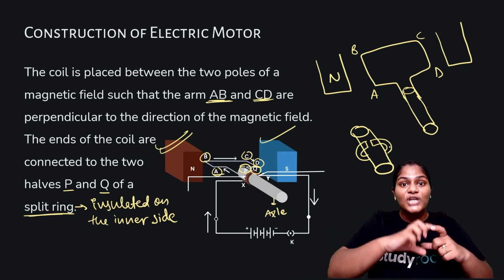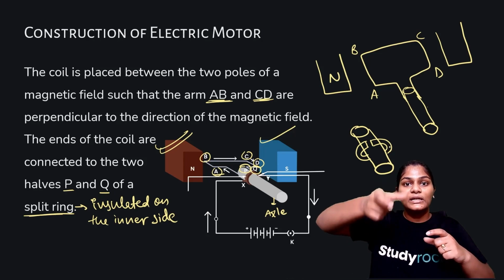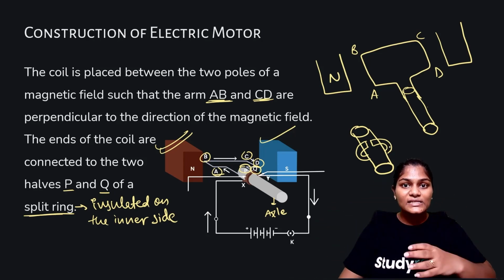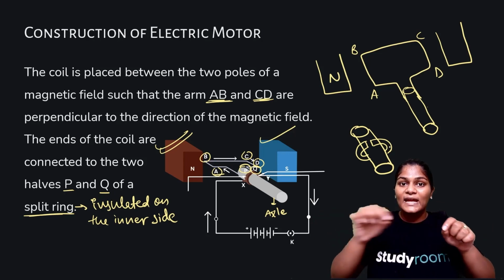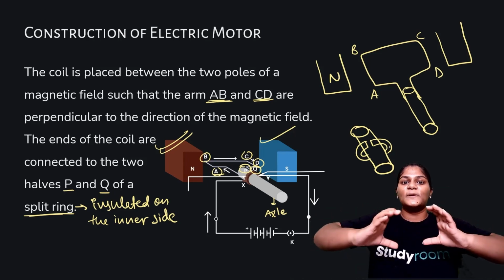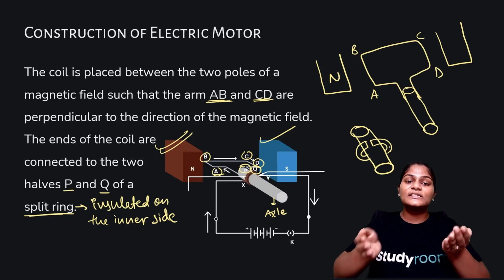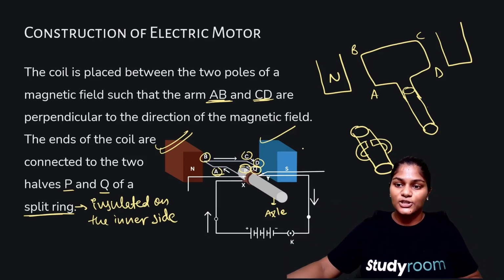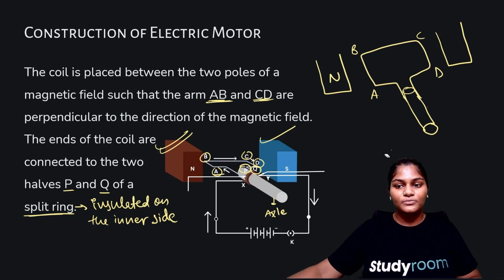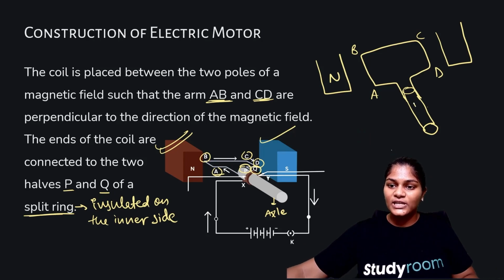So just so that that middle conducting axle or the cylindrical rod doesn't become the conduction line, like a conducting wire between the split rings, we insulate it on the inside so that no current flows from one split ring to the other. So I hope that is clear to you now. Okay, so we have one split ring here. This is P, and we have the other split ring here, which is Q.